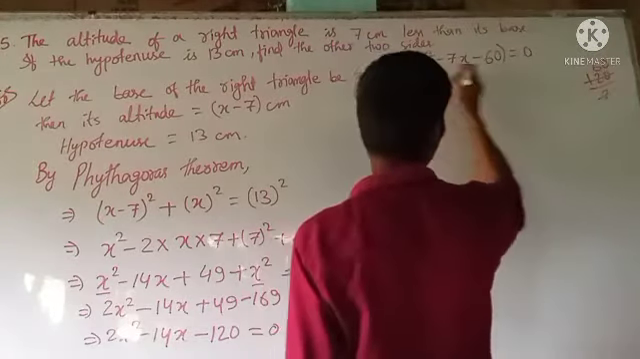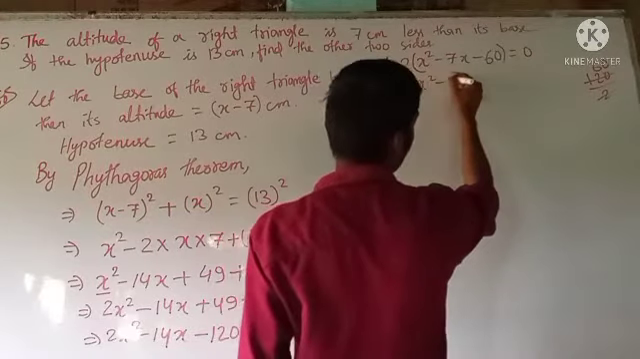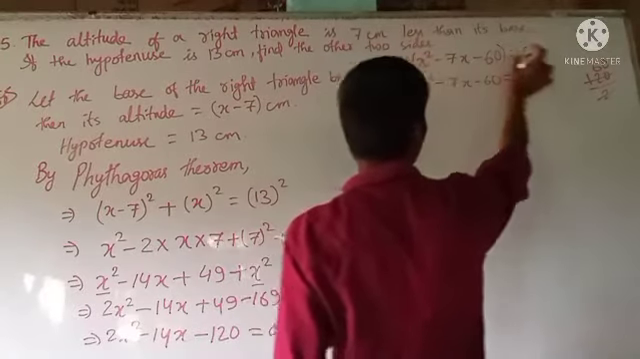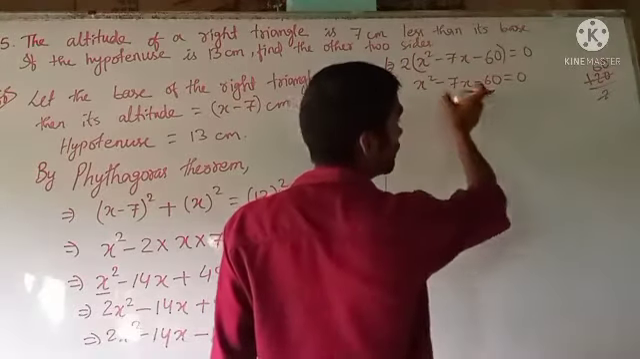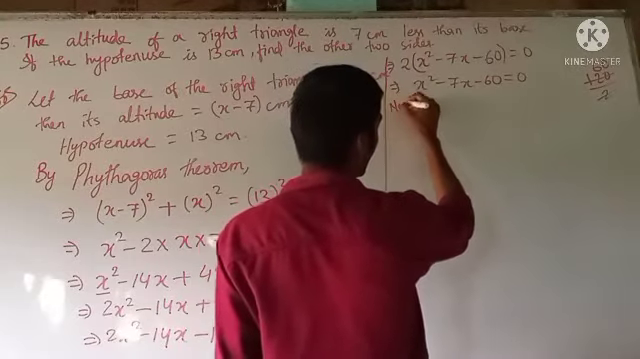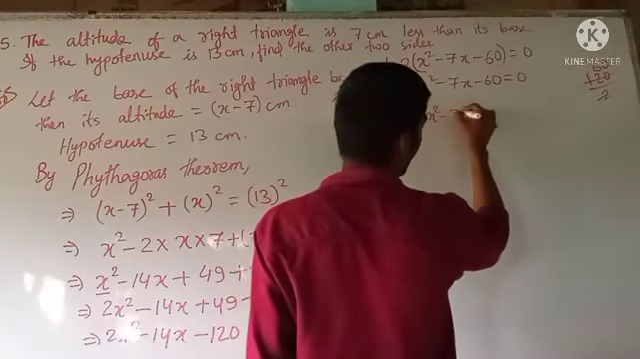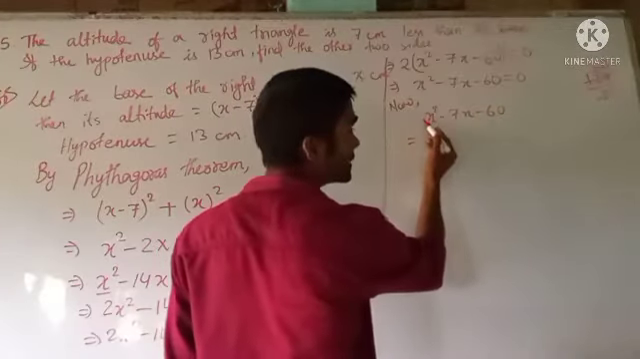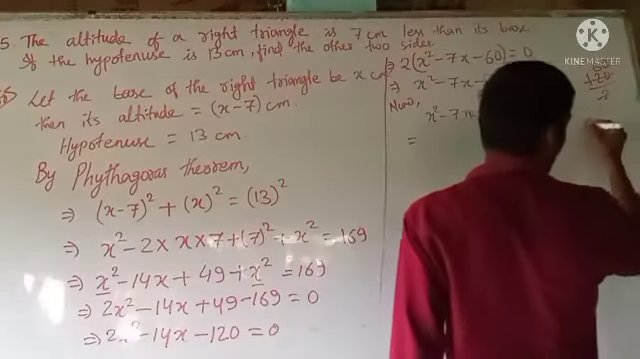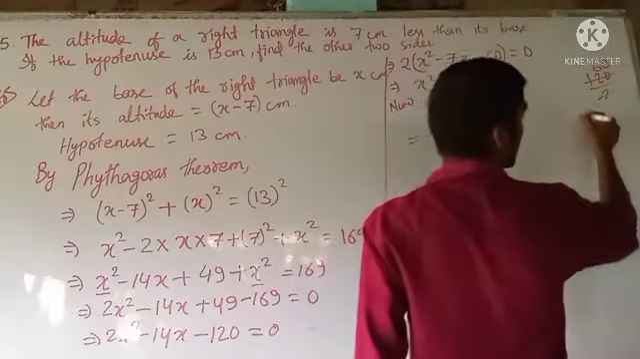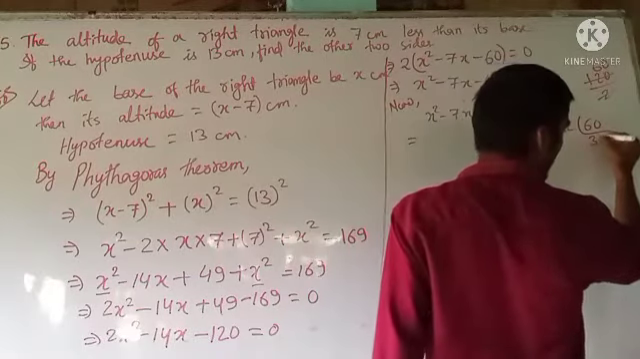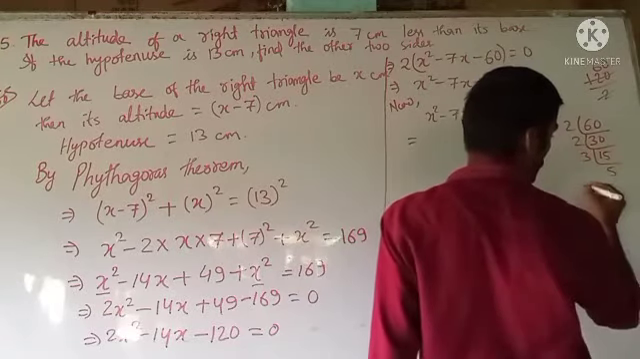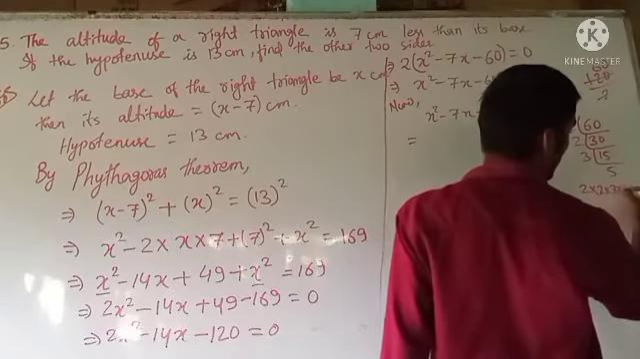Now this 2 we can transfer to the other side, so x square minus 7x minus 60 is equal to 0. 2 is multiplied here, so it changes into divide. Now we can find the value of x. We write x square minus 7x minus 60. The coefficient of x square is 1, and 1 into 60 gives 60. Now we'll find the factors of 60. By 2 it is possible, so 30, again by 2, 15, again by 3, 5. So 2 into 2 into 3 into 5.